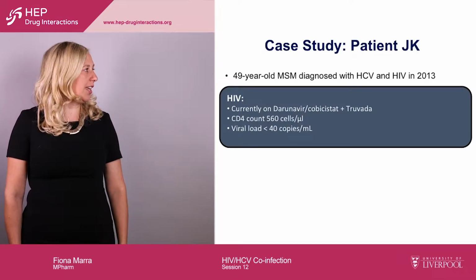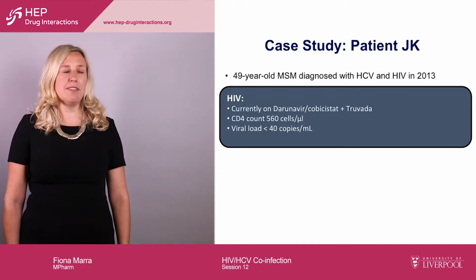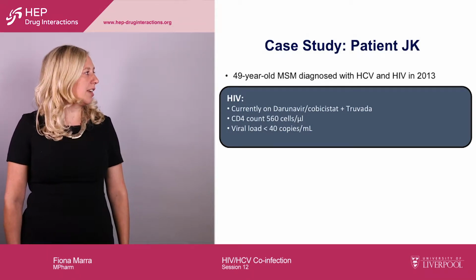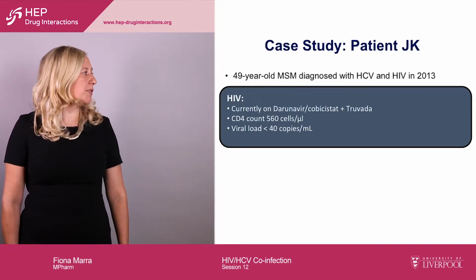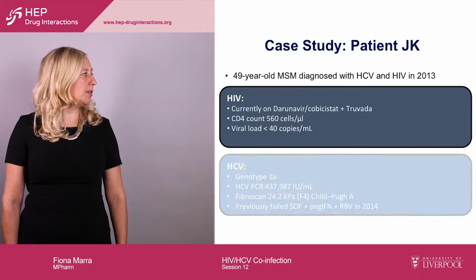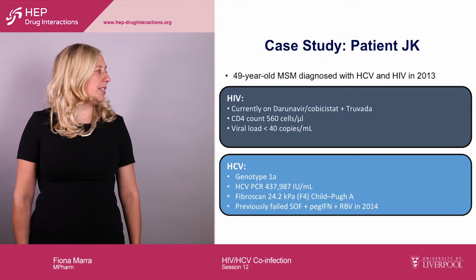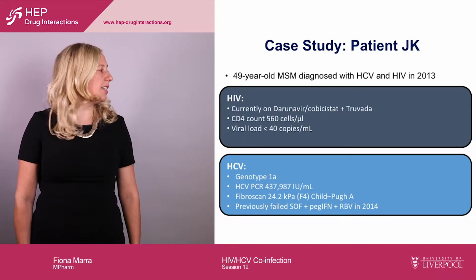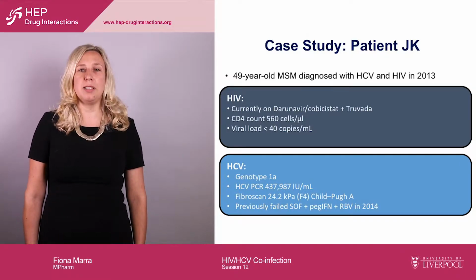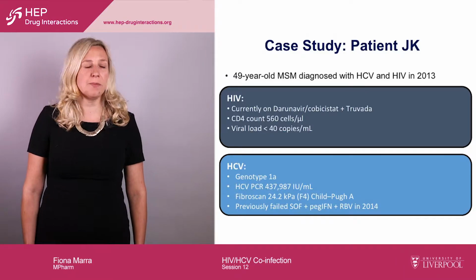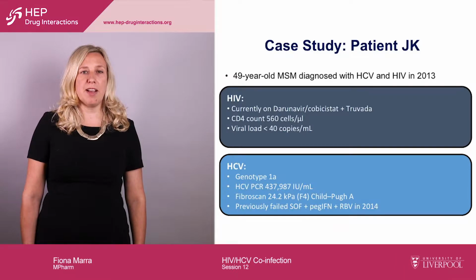This is patient JK. He's a 49-year-old MSM diagnosed with hepatitis C and HIV in 2013. He's currently on darunavir cobicistat with Truvada. His CD4 is 560 and he has an undetectable viral load. For hepatitis C, he's genotype 1A. His PCR is 437,000. He has a FibroScan of 24.2, which is F4, and he's been categorised as Child-Pugh A. And he's previously failed treatment on sofosbuvir, interferon and ribavirin.